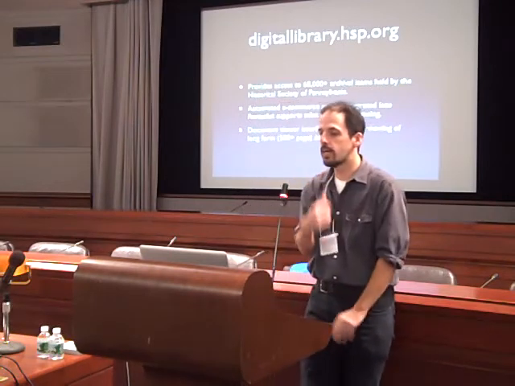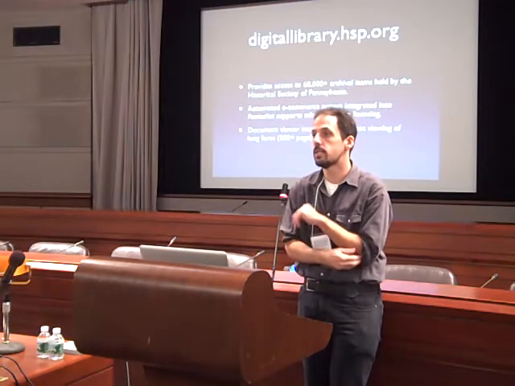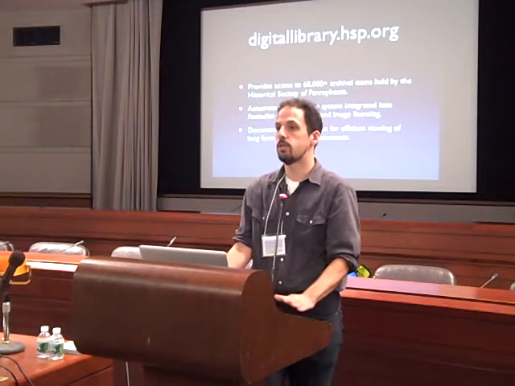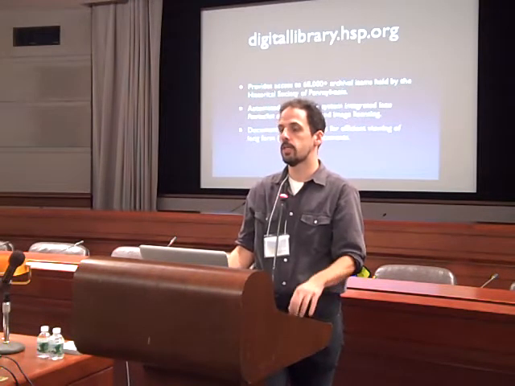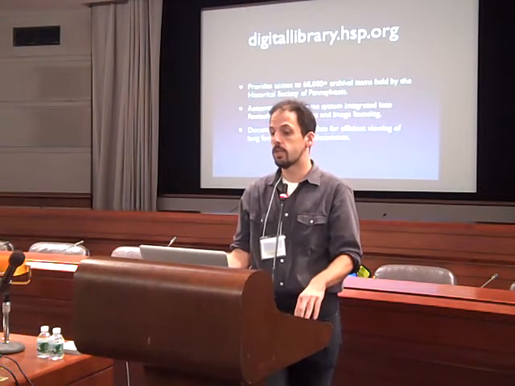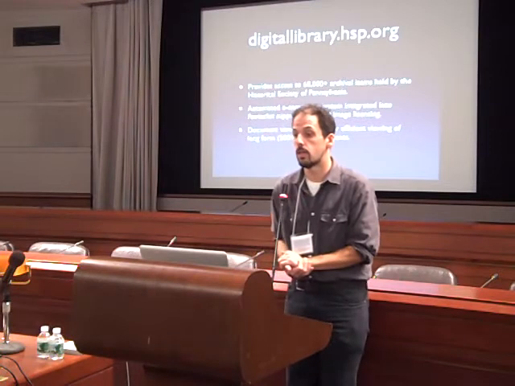Next one is digitallibraryhsp.org. That's the Historical Society of Pennsylvania. This one is, as I'll show you in a sec, a very straightforward digital image library. They're actually just scanning their archival holdings and putting them online systematically. What's interesting about this is the scale is pretty good. There's over 60,000 archival items in there already.